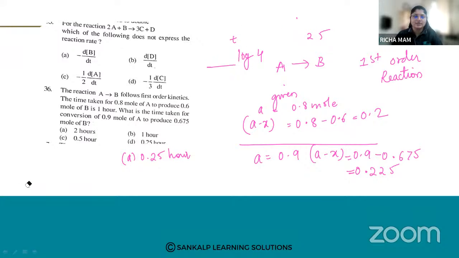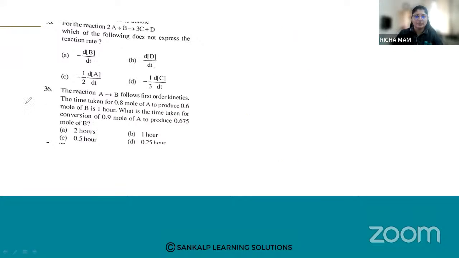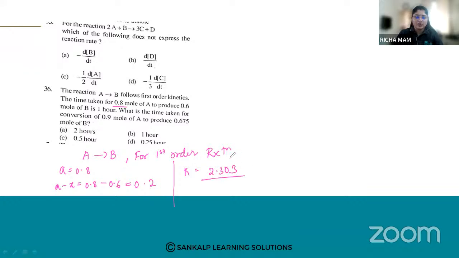Let me write it again. See here. So what is given? A to B, for a first order reaction. What all are given? A is 0.8. Then A minus X is what? 0.8 minus 0.6. That will be equal to how much? 0.2. Now K for this. So the rate constant is equal to 2.303. What is time? Time taken is 1 hour.